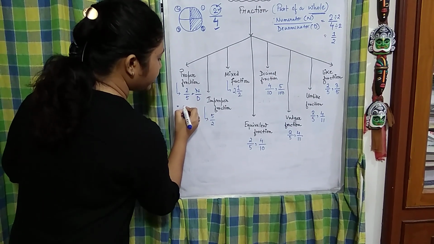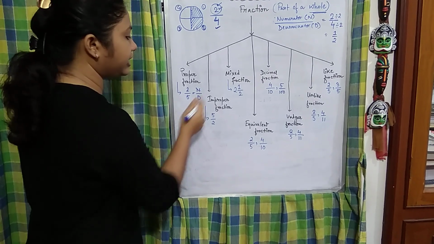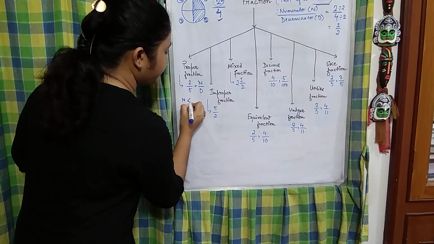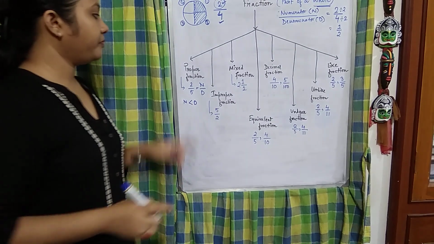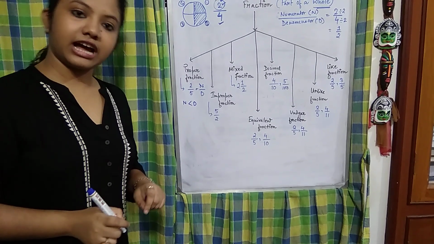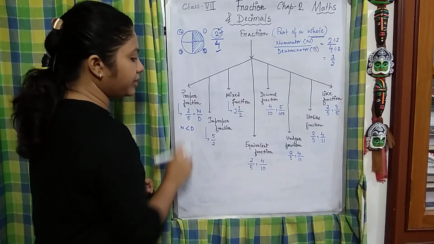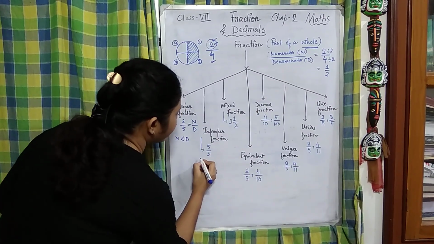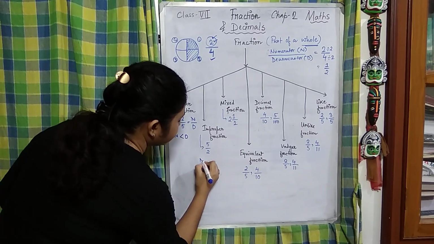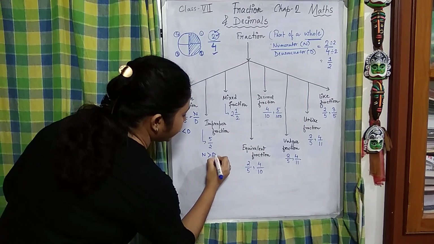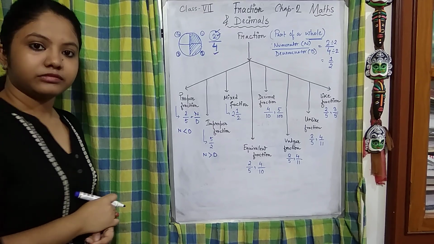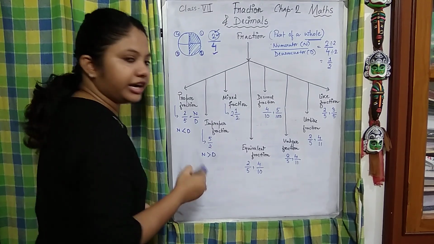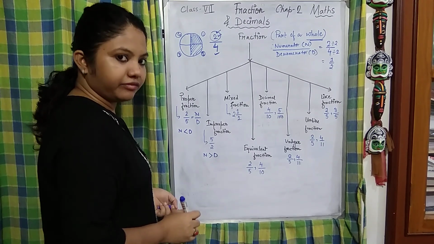So the numerator will always be less than the denominator. See, the numerator will always be less than the denominator in the proper fraction. Understand? Now the improper fraction is the exact opposite of it. How? The numerator will always be greater than the denominator. Got it? So as the numerator is greater than the denominator, we can divide them.